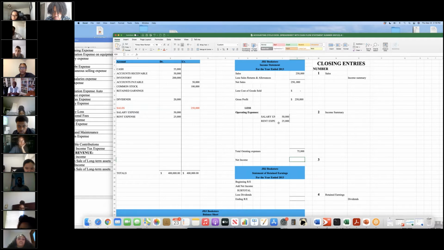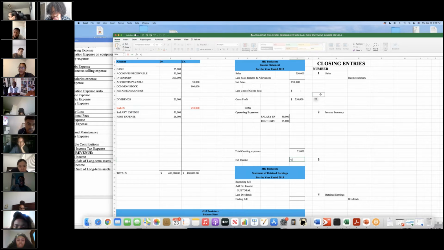Let's put a formula in. Equal. What does net income really mean? Revenue less expenses. Would it be 175? It's 175. So we can click on the gross profit, minus the operating expenses. $175.